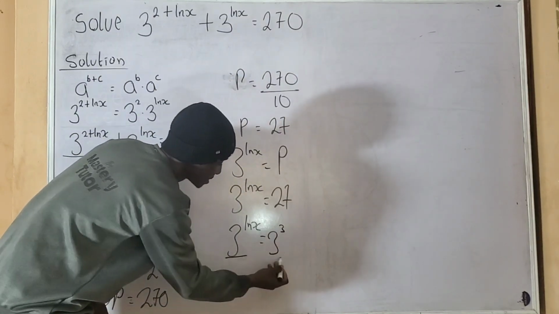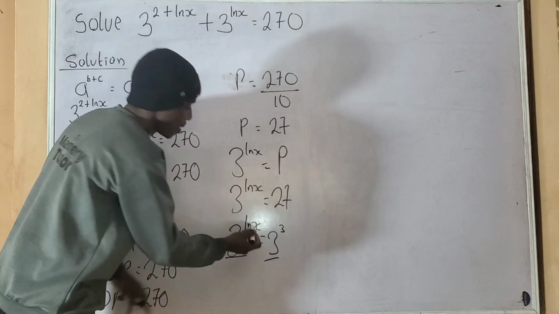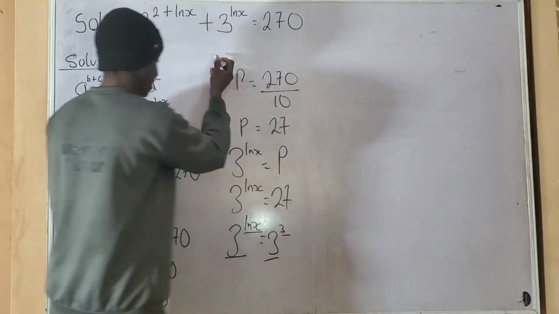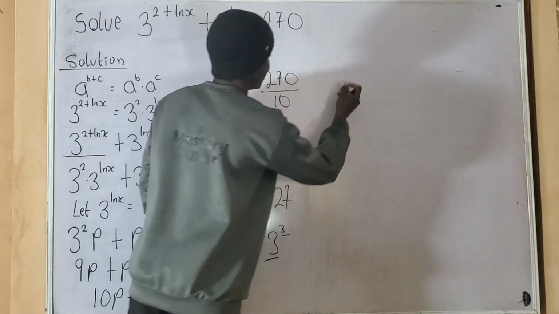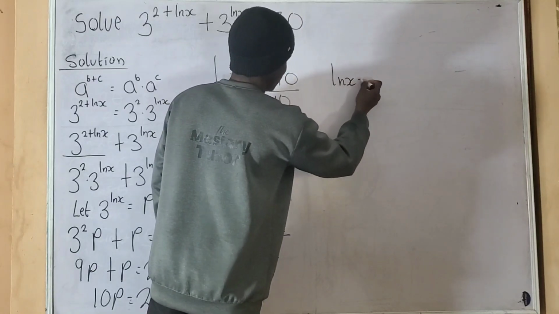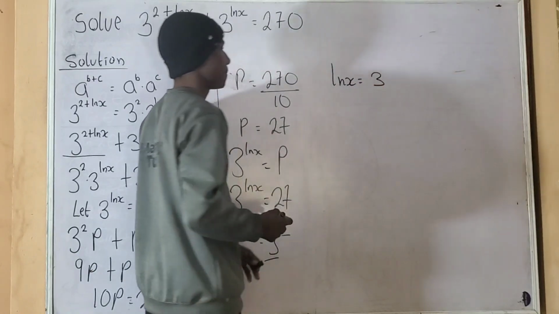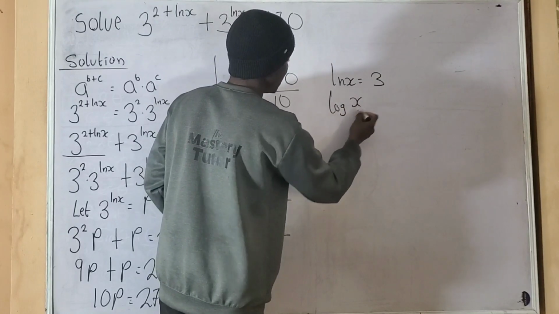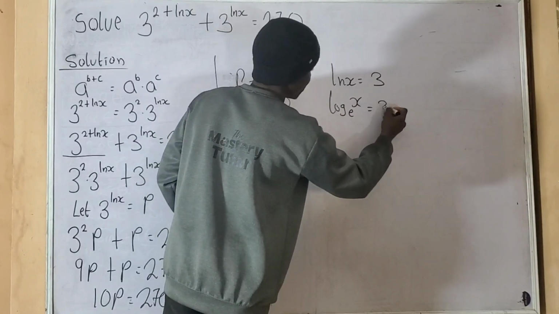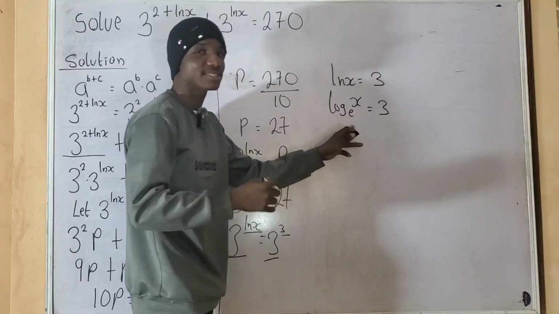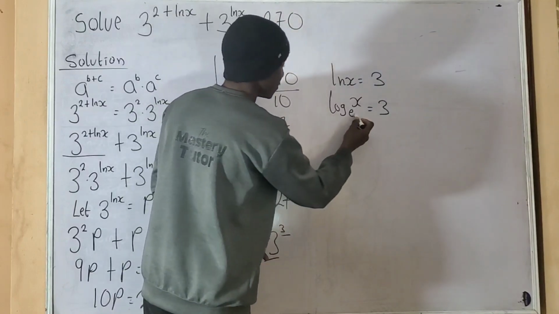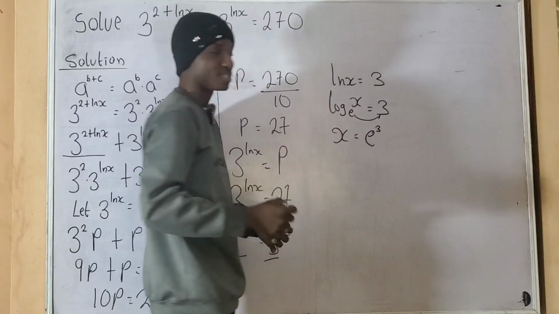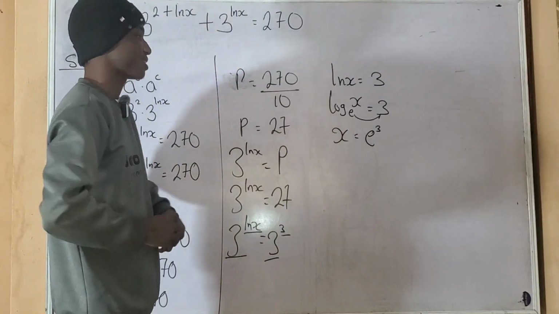Now, because the bases are the same, we can set the powers equal, right? So I'm going to have ln x equals 3. Now, do you know that ln x can be written as log x base e? This will equal 3. So if you want to write this in index form, you're going to have x equals e raised to the power of 3. Do you understand? So that is the solution. That is the value of x.